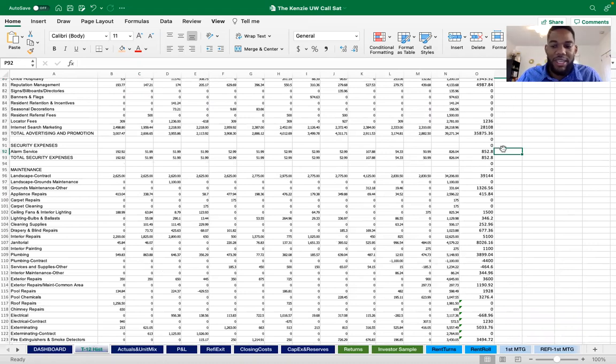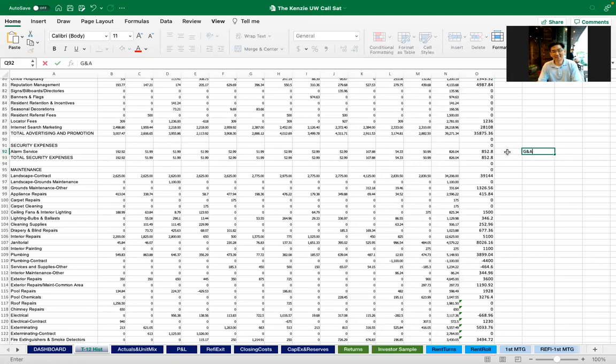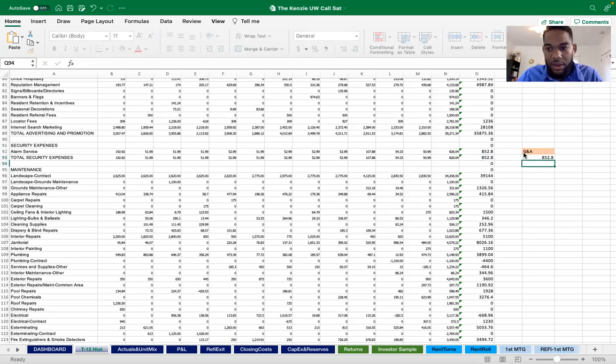Do you want to explain to the group why you would classify this as admin? Well, the amount per month is pretty consistent. It could be a contract service, but a contract service is usually trash, landscaping, and pool and pest control. Since it is not a contract service, I'm thinking that it's G&A. Yeah, you're right on the money.